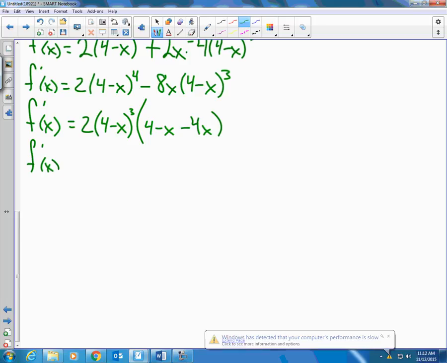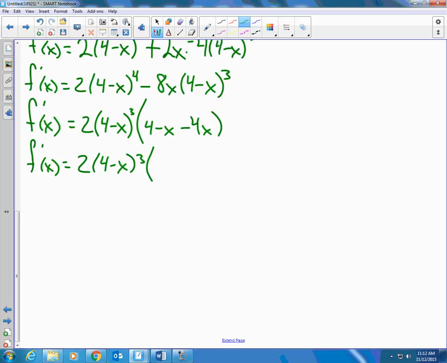So f prime of x is equal to 2 times 4 minus x to the 3rd. And then I can simplify this. Negative x and negative 4x make negative 5x, so 4 minus 5x. And actually, I can take it one step further. Can I distribute the 2 to the 4 minus x? No, because it has a cubed on it. I can't do that. Can I distribute it through to the 4 minus 5x? Yes. So the derivative ends up being 8 minus 10x times 4 minus x raised to the third power. And that's a nice way to write it.